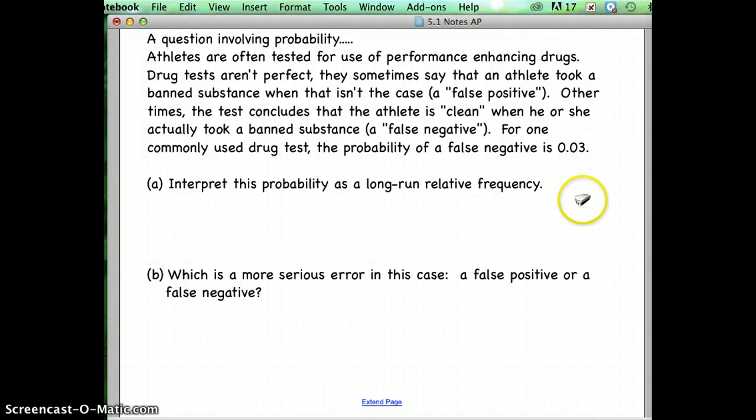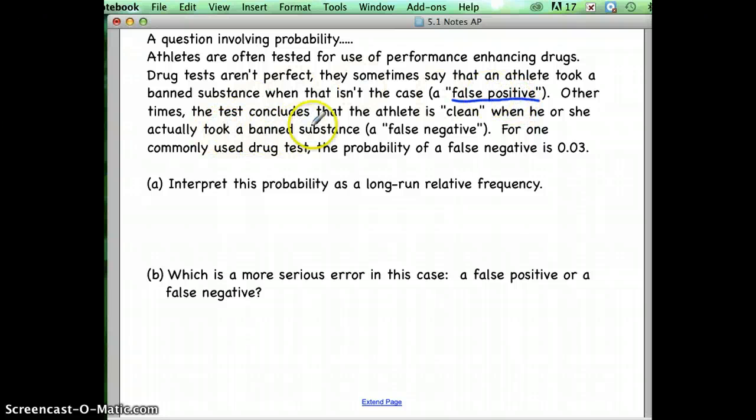Okay, so here's a scenario. Athletes are often tested for use of performance-enhancing drugs. Drug tests aren't perfect. They sometimes say that an athlete took a banned substance when that isn't the case. So it will falsely accuse them of taking the drug. That's a false positive. They tested positive for the drug, but it's false. It says they took the drug when they really didn't.